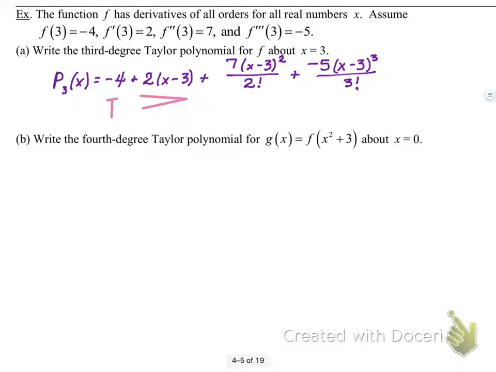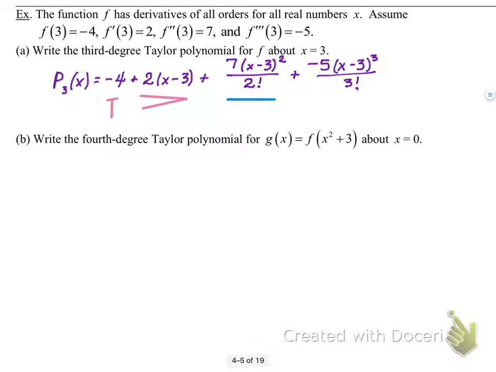The third thing: your second derivative, your second power, and 2 factorial. The last one, third derivative, third power, 3 factorial. Okay, so that pattern is pretty easy to remember. Hopefully through the homework you were able to figure that out.